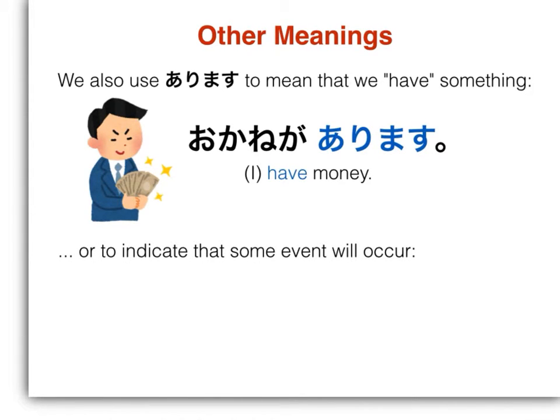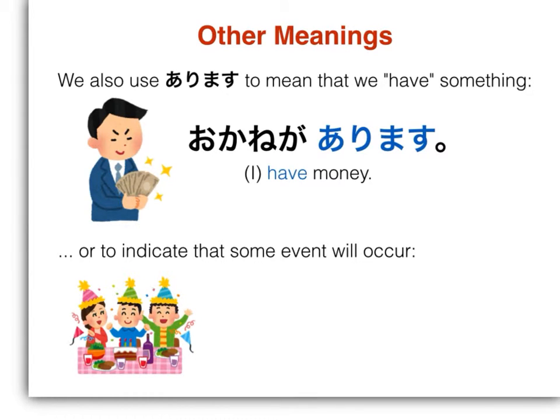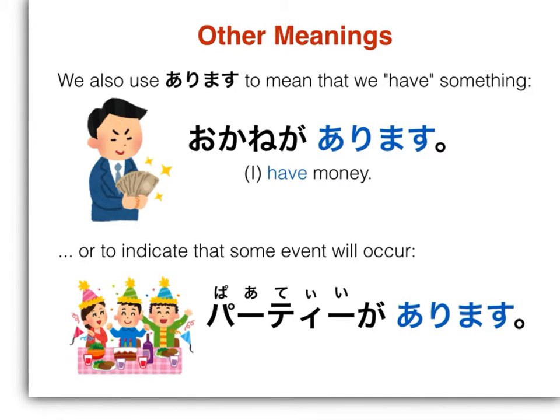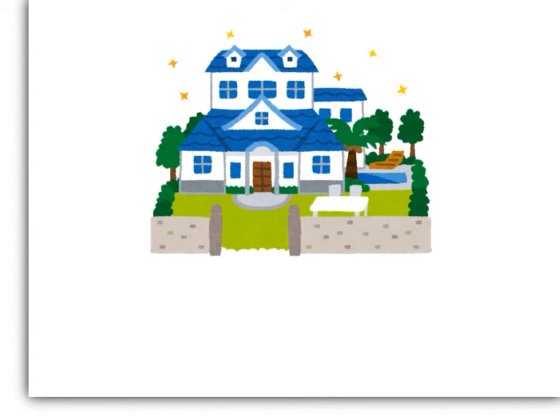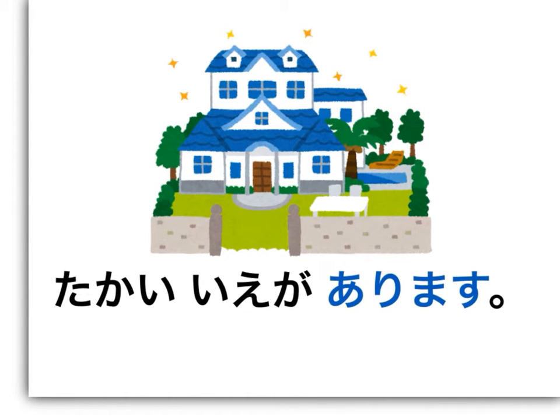Or to indicate that some event will occur. パーティーがあります. There is a party. Sentences that include verbs of existence, imasu and arimasu, when used in this way to indicate that an event will occur or that you have something, can be a little ambiguous sometimes. Let's take a look at an example. 高い家があります.